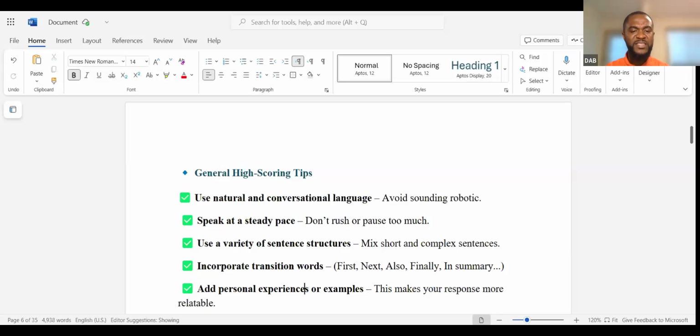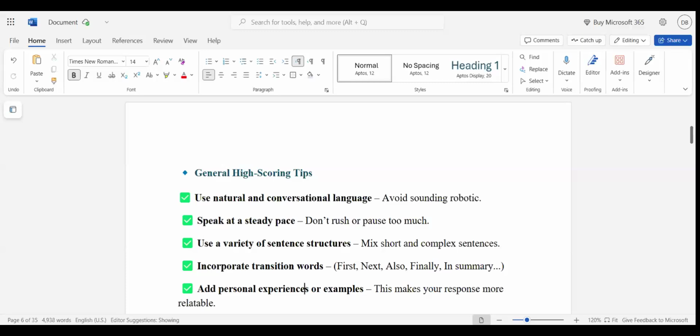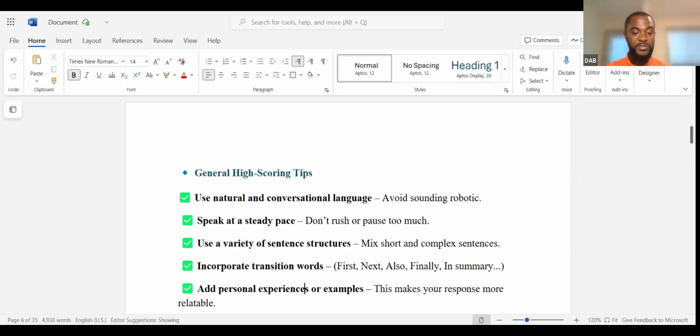Use a variety of sentence structures so you can mix short and complex sentences. Then you incorporate some transitional words, as I already said. So, first, next, also, finally, in summary, to sum up, primarily, furthermore, all these words are transitional words.